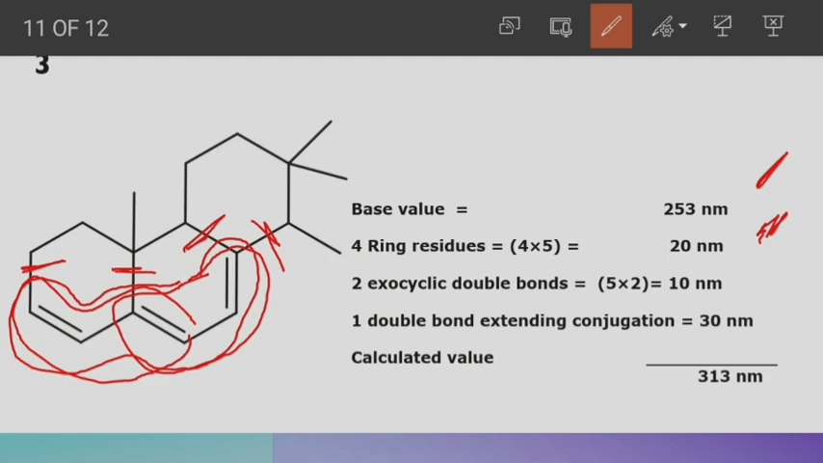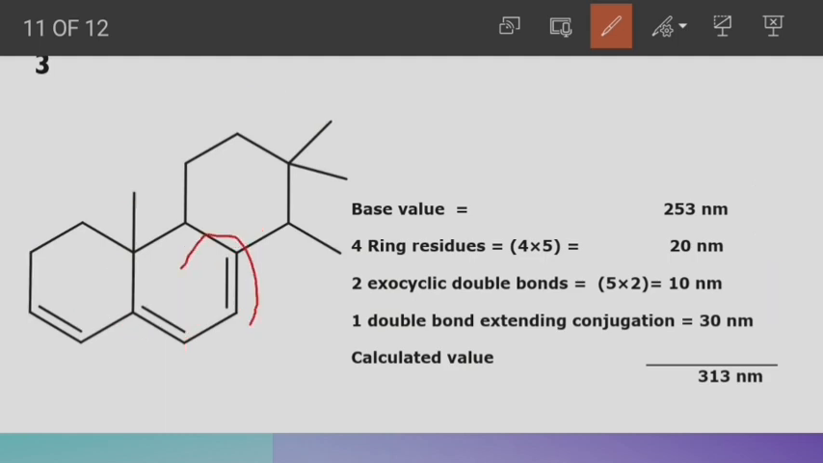Now we have to count the exocyclic double bonds if there are any. So this is an exocyclic double bond on behalf of this ring. This is an exocyclic double bond on behalf of this ring. So there are basically 2 exocyclic double bonds present in this structure. If we take this as our base value for homoannular conjugate diene, so this is the double bond that extended our conjugation. So we have one double bond that extended our conjugation, so we have to put 30 nanometer for one double bond extended conjugation, and the calculated value is 313 nanometer.